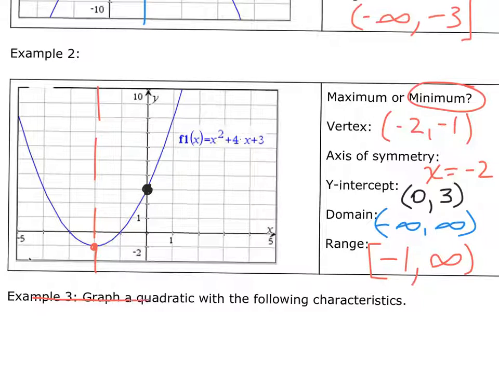Example 3 got cut off. We're not going to worry about example 3. I'm going to send you guys the practice right now.